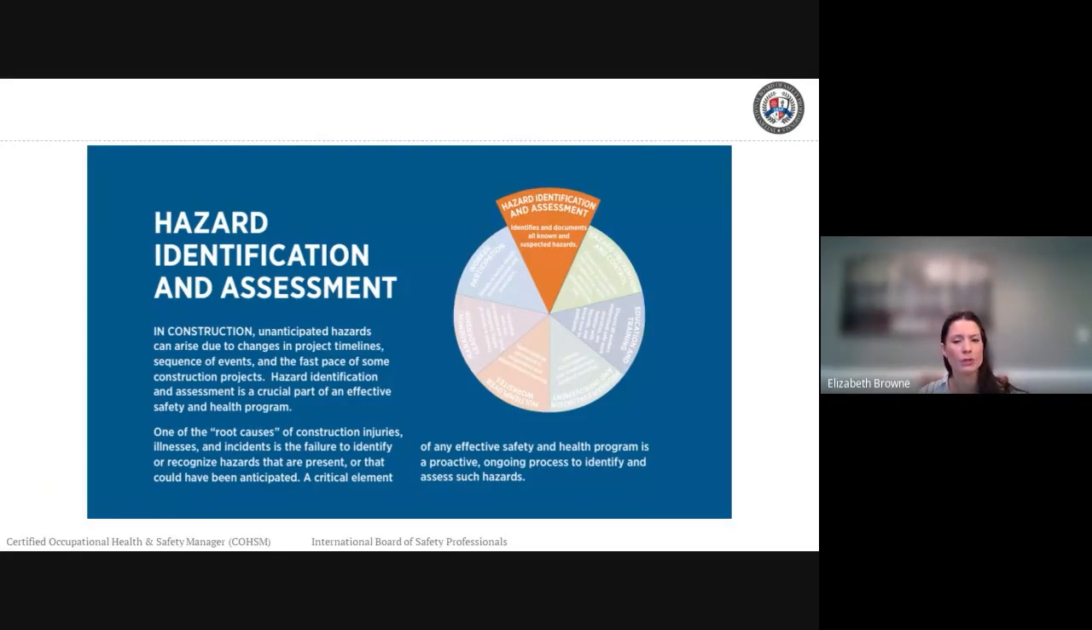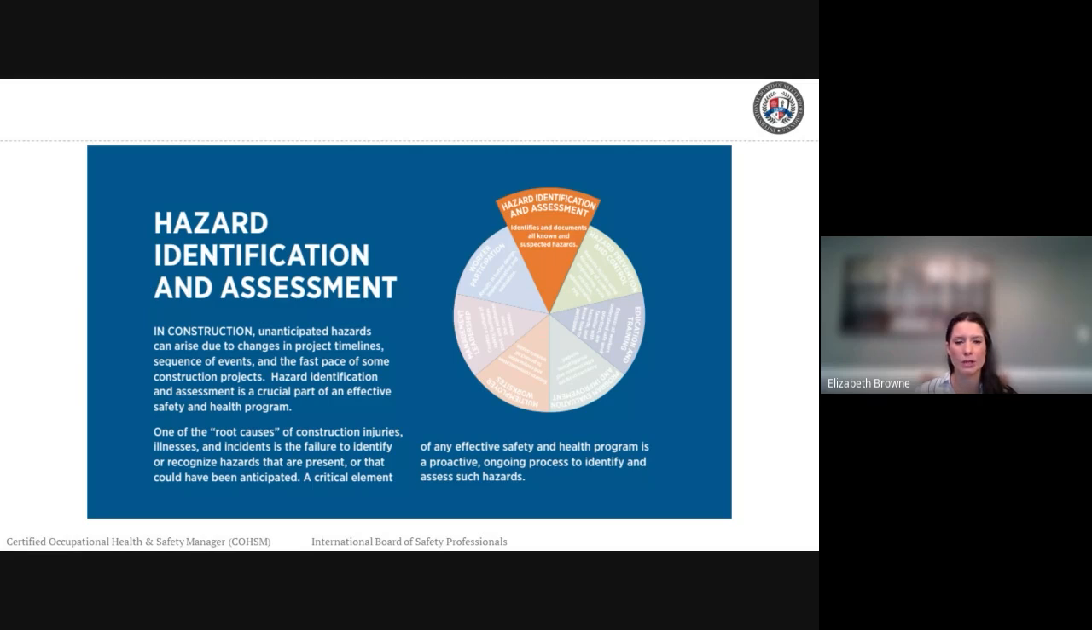Okay, when we're looking at the construction industry, or really any industry, we've talked about hazard identification and assessment. In construction, though, unanticipated hazards can arise due to the changing work environment. We've got project timelines and a sequence of events. A lot of the time there is high pressure to have a fast pace on some construction projects because we're trying to meet schedule deadlines. And so hazard identification and assessment is a crucial part of an effective safety and health program.